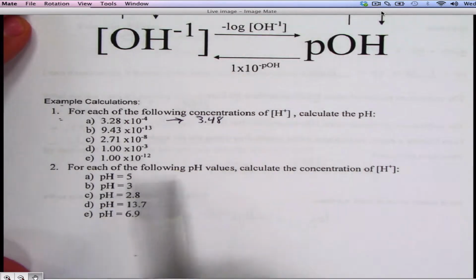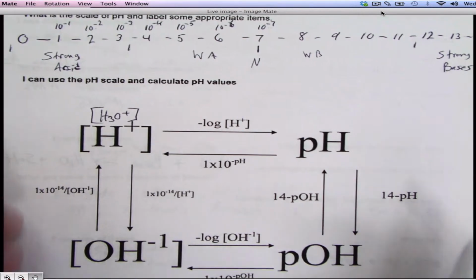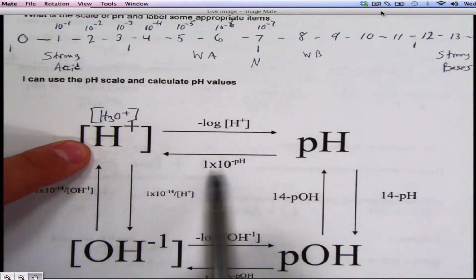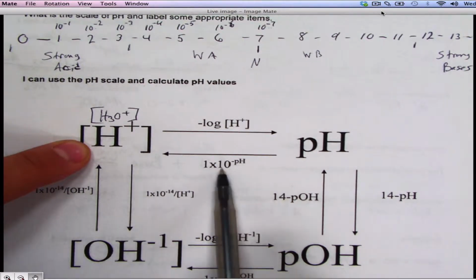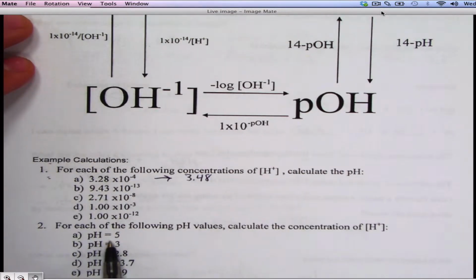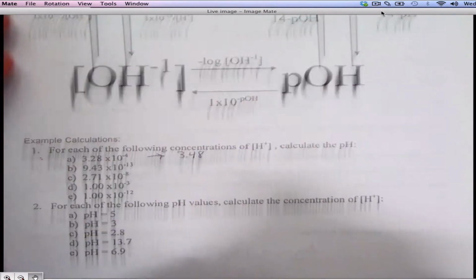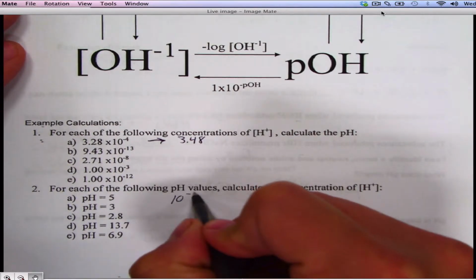For part 2, for each of the pH values, calculate the H plus. So now we're going backwards. Now we're going from here to here. And here's my calculation. 10 to the negative pH. So this is kind of like the anti-log. All right. So 10 to the negative pH. So if my pH for this first one is 5, what I do is I go, my calculation would be 10 to the negative 5.